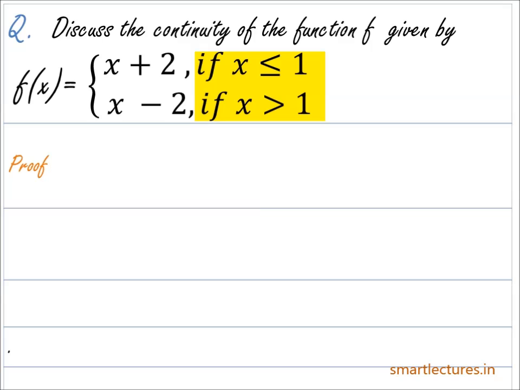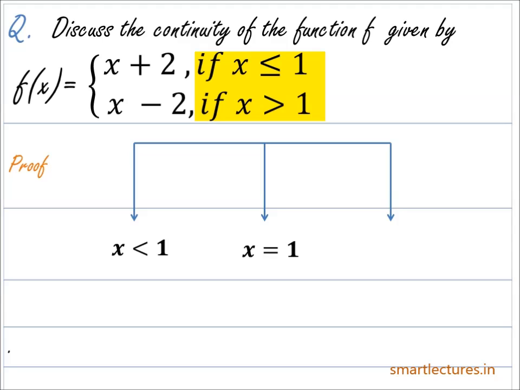So that means in order to check the continuity of the function f, we can divide the domain of this function into three cases. In our first case, we shall check continuity of the function for x less than 1, and the other case will check the continuity of the function at x equal to 1, and the third case will be to check the continuity of the function if x is greater than 1. So now let's check the first case.